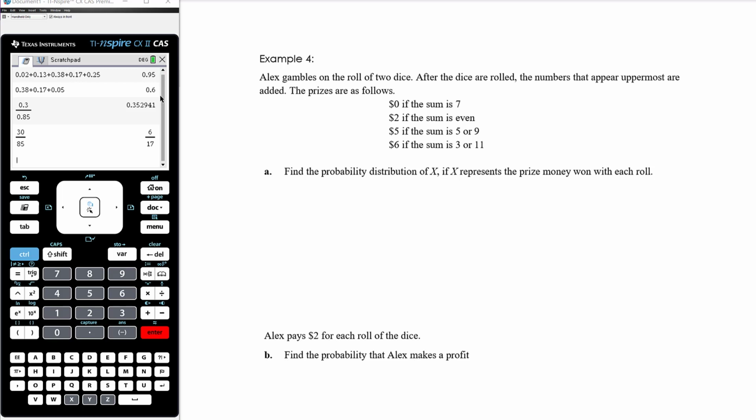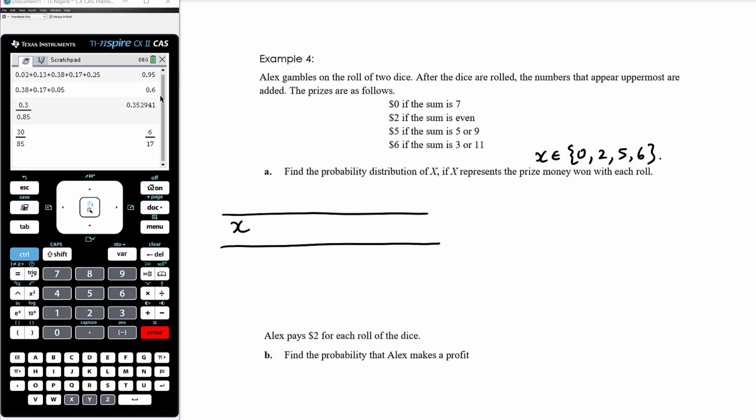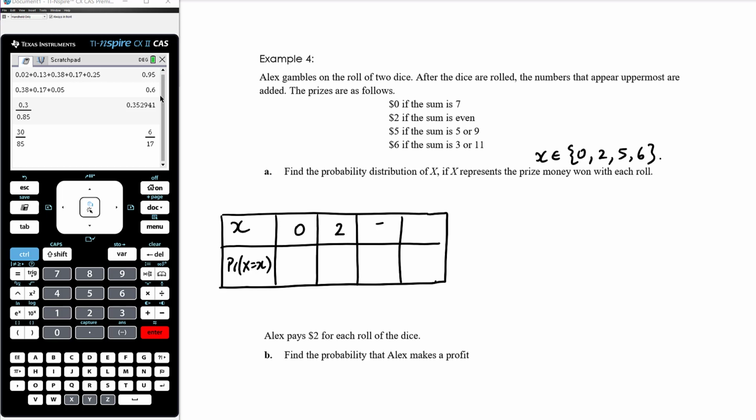Okay, so x isn't about the sum, x is about the prize money. So there are only 4 possible values for x. So X could be either $0, $2, $5, or $6. Okay, so in terms of our probability distribution, probability that X equals x, we just have 4 possibilities, 0, 2, 5, and 6, but we need to work out the probabilities of each of those.